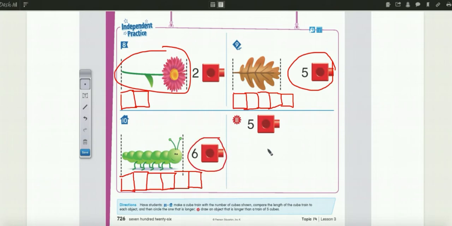Number 11, we need to draw an object that is longer than the train of cubes. So the cubes will have 5. So let's draw the cubes first. 1, 2, 3, 4, 5. So now we need to draw a picture that is longer than the cube train.